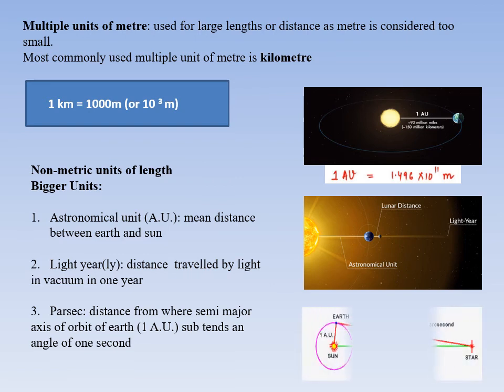Parsec, the distance from where the semi-major axis of the orbit of Earth, that is 1 AU, subtends an angle of 1 second.